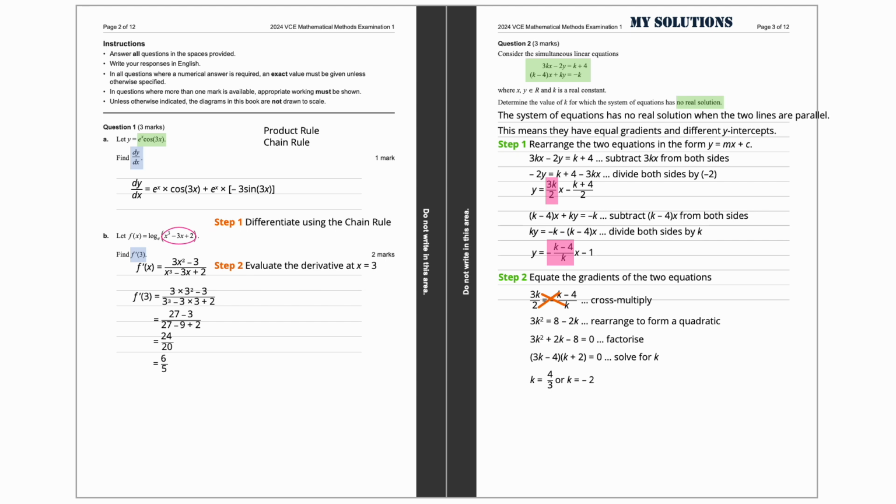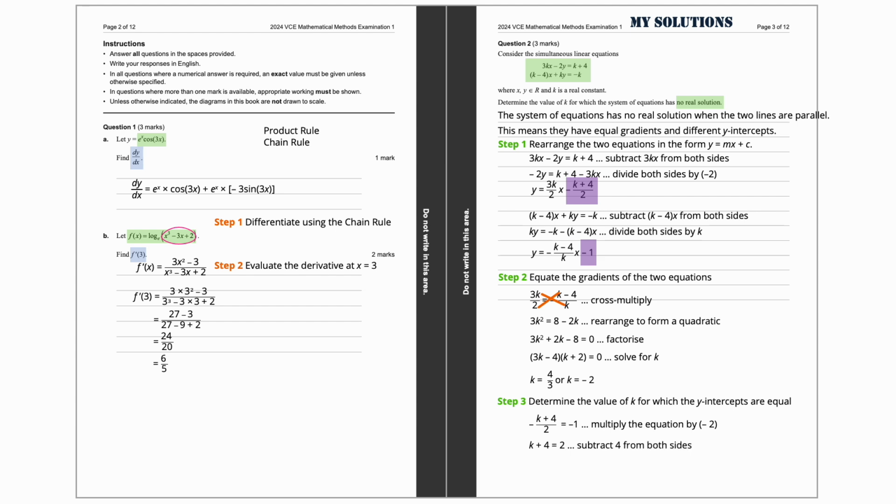Step 3. Determine the value of k for which the y-intercepts are equal. For this, we are going to equate the y-intercepts. Doing the calculations, we end up with k equals negative 2. Therefore, for no real solution, we have k equals 4 over 3.